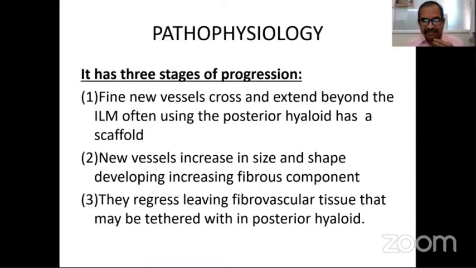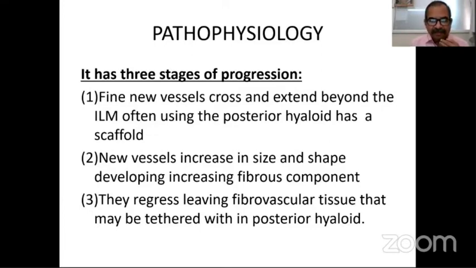Whatever picture is given, basic diabetic retinopathy, I am not going to discuss that. Here, only the pathophysiology in case of proliferative diabetic retinopathy. What happens here? There will be new vessels which cross and extend beyond the ILM, often using the posterior hyaloid as a scaffold. All of us know vitreous is strongly adherent over the optic nerve and along the vasculature. So the new vessels will cross and extend beyond the ILM, and they use the posterior hyaloid as a scaffold to grow or to increase in size.